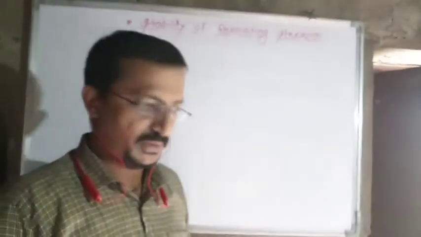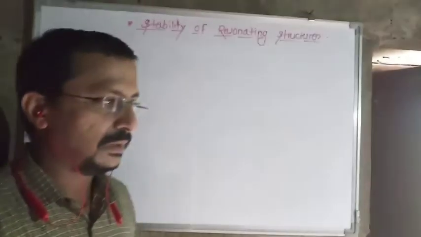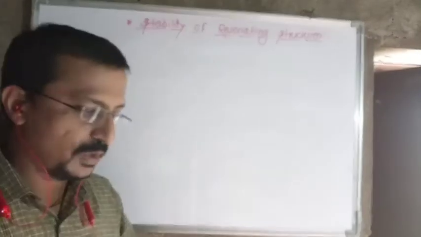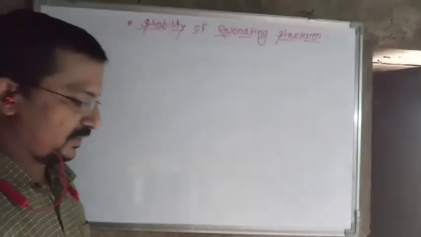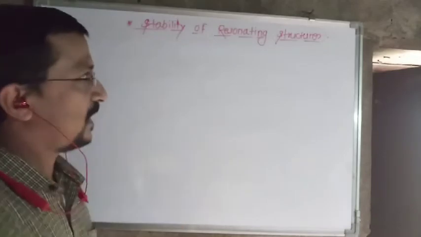In the last lecture, we saw the points to draw resonating structures, means how two resonant structures are drawn. Now, stability of resonating structures. What is the necessity of knowing the stability of resonating structures?